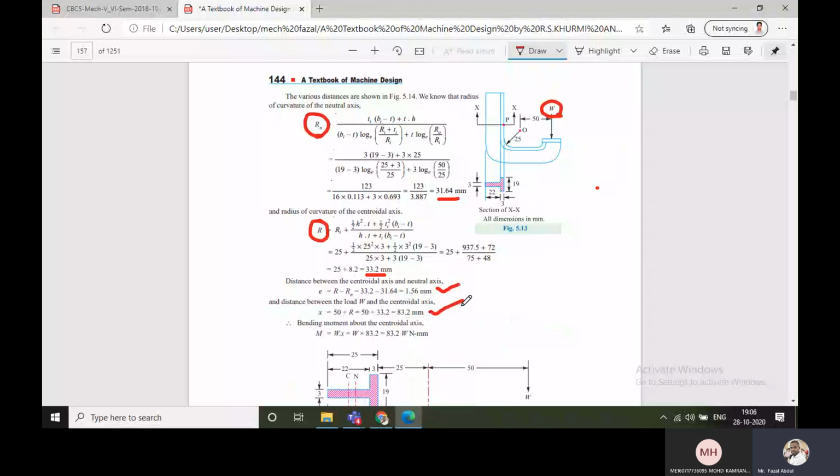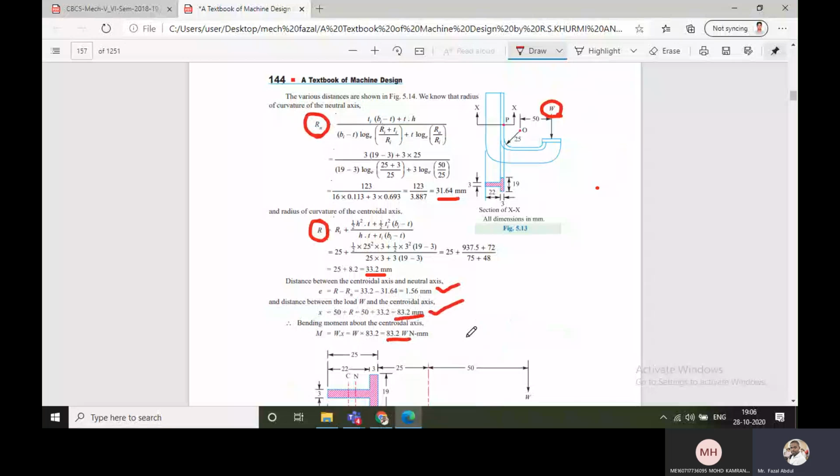We calculated that. Now the bending moment. Bending moment is force into perpendicular distance, that you know. So force is the W value, and the perpendicular distance we just calculated as 83. Multiply these and you will get the answer in terms of W. Only W needs to be calculated.